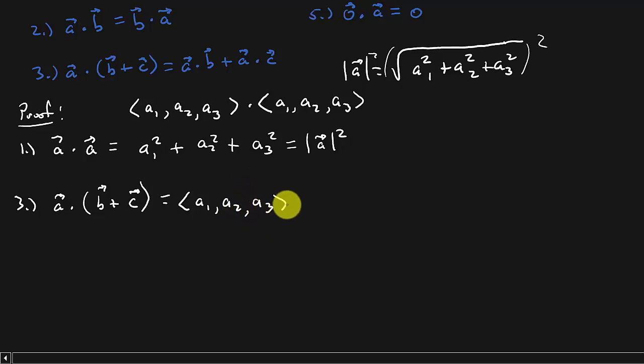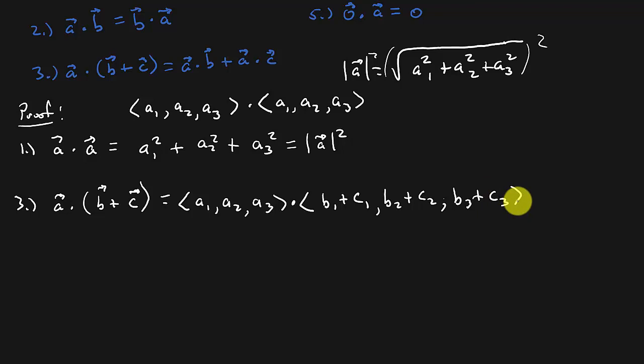There's vector A. And then vector B plus vector C, that's going to be what? That's going to be B1 plus C1, right? We see this is B1, B2, B3. This is C1, C2, C3. So we're going to add the components. And so then that's B2 plus C2. And then this is going to be B3 plus C3. All right.